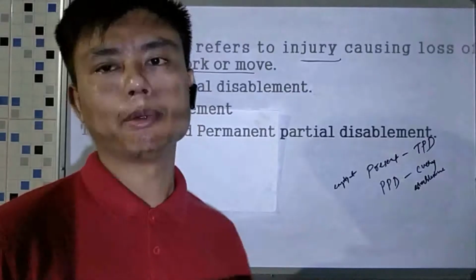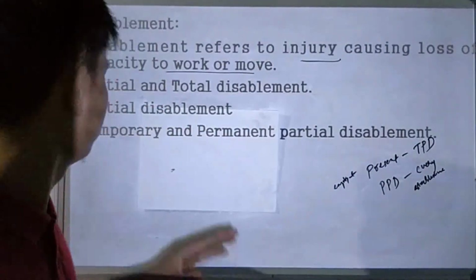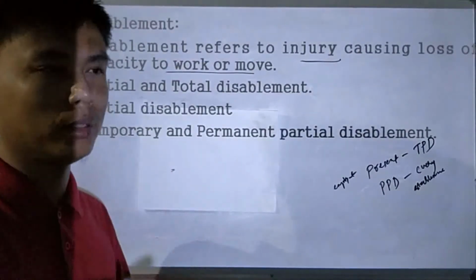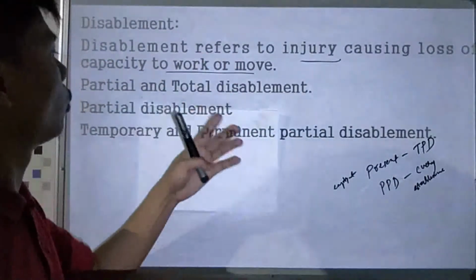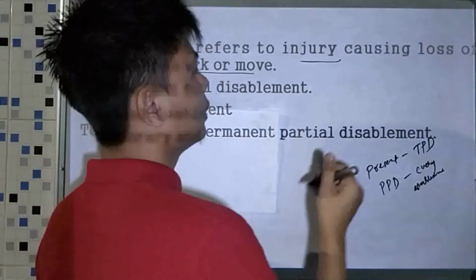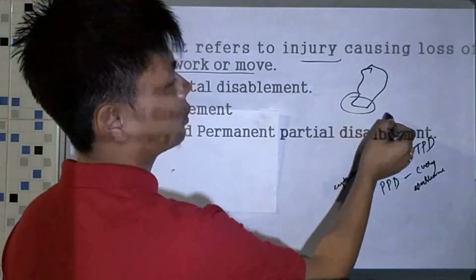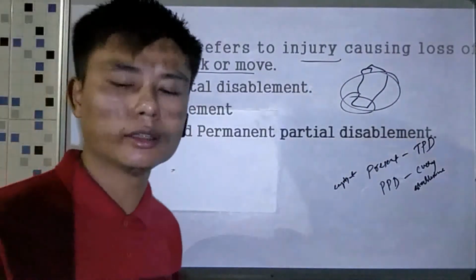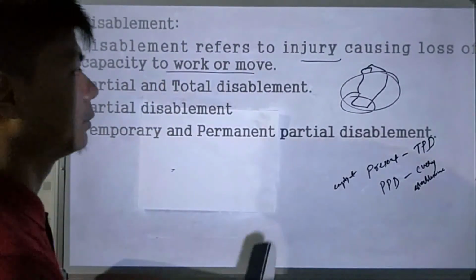Now you can see the board. Disablement consists of how many? Two types, right? Partial and total disablement. Partial means it is some part, and total means as a whole. Let's say this is one person. Total means, let's say he is unable to move at all. Partial, he can still move, right? The concept, just take it in that way, alright?